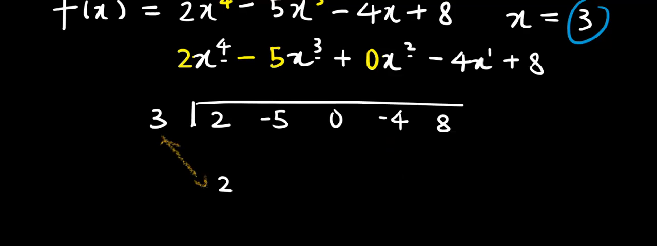Now, let's do it slowly. 3 times 2 gives us 6. You're going to put a 6 right here. Alright? And then you do addition. 6 minus 5, that gives us 1. Diagonally, 3 times 1, that is 3. 0 plus 3, that's 3. Let's do again. 3 times 3, that is 9.